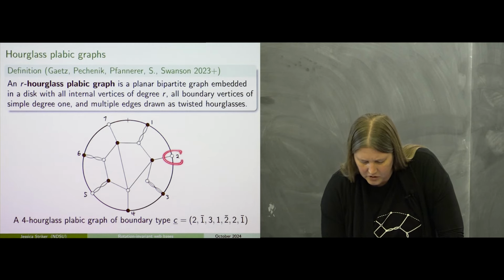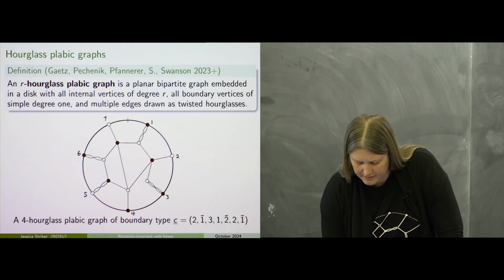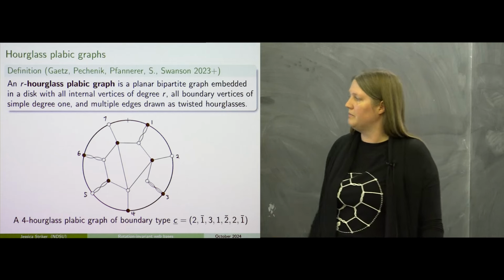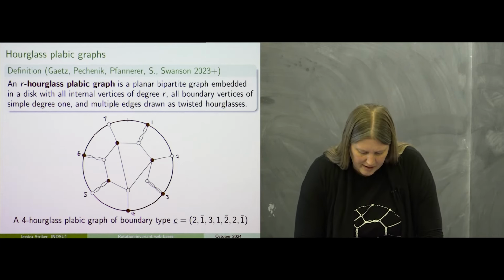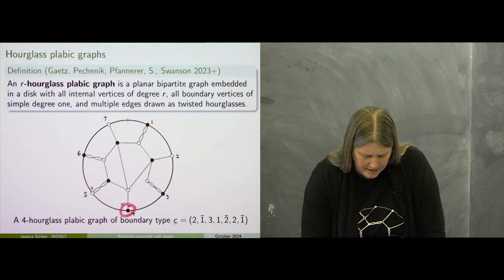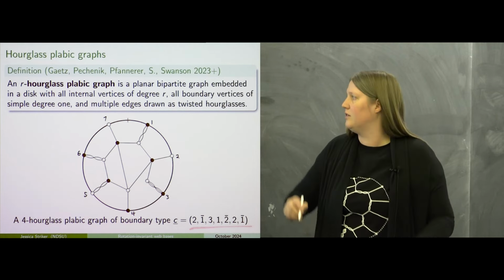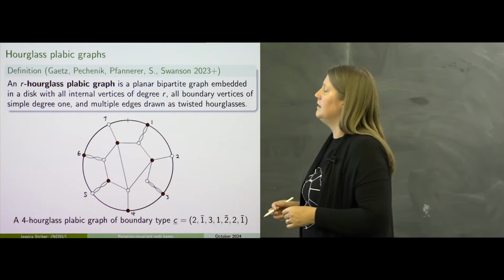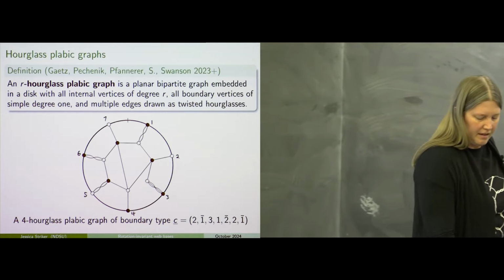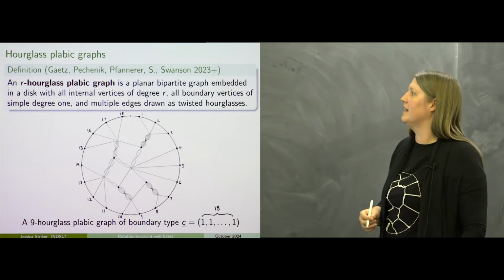But this is a white vertex, and there's only one thing coming out of it. So this is a -1, or I'll call it a 1 bar. And then here's a +3, +1, -2, etc. So we can write down what the type is of that around the boundary. And then here's one more, which will show up near the end of the talk.